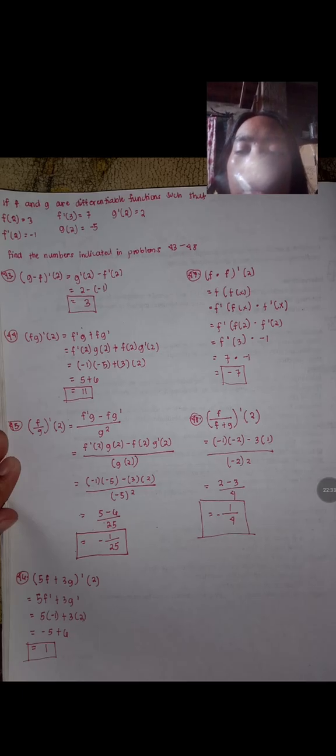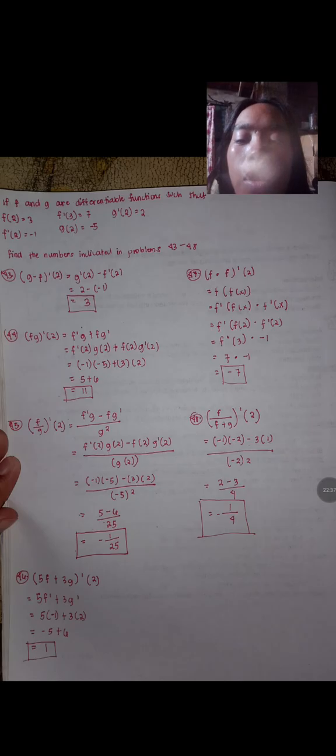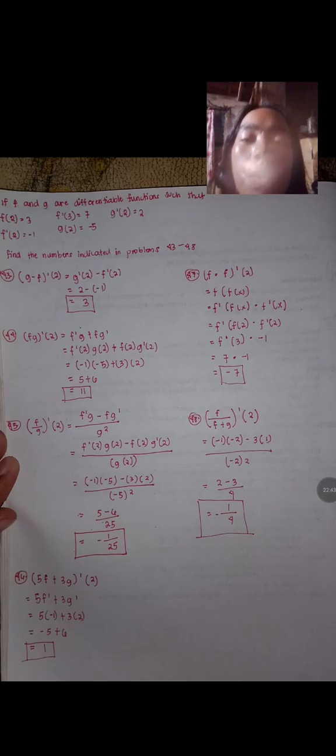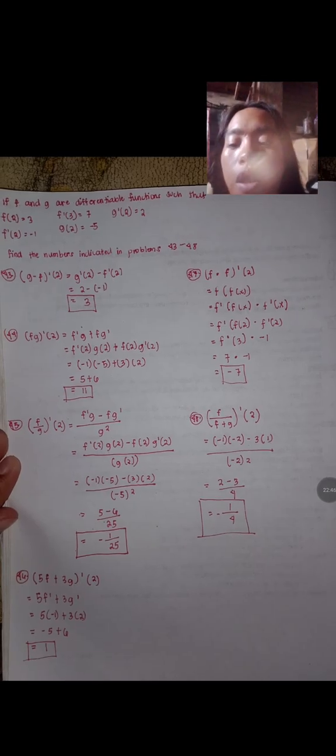So that would be equal to, we just need to substitute. So we will now have a value of negative 1 times negative 5 plus 3 times 2. So that is 5 plus 6, which is equal to 11. So that is the answer.